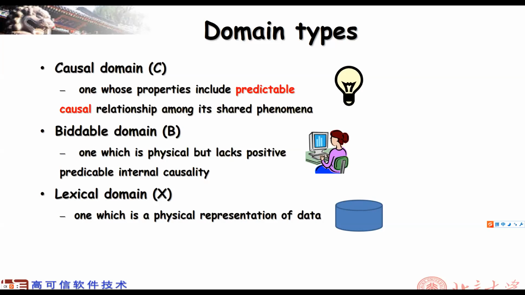And the third is about the physical representation of data. It's called the lexical domain. We use X to describe that. So for each domain, we have C, B, X to characterize it.